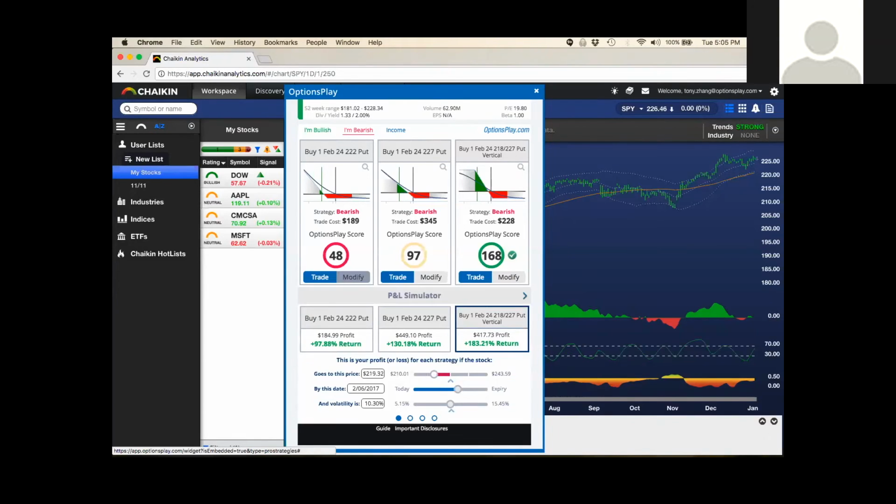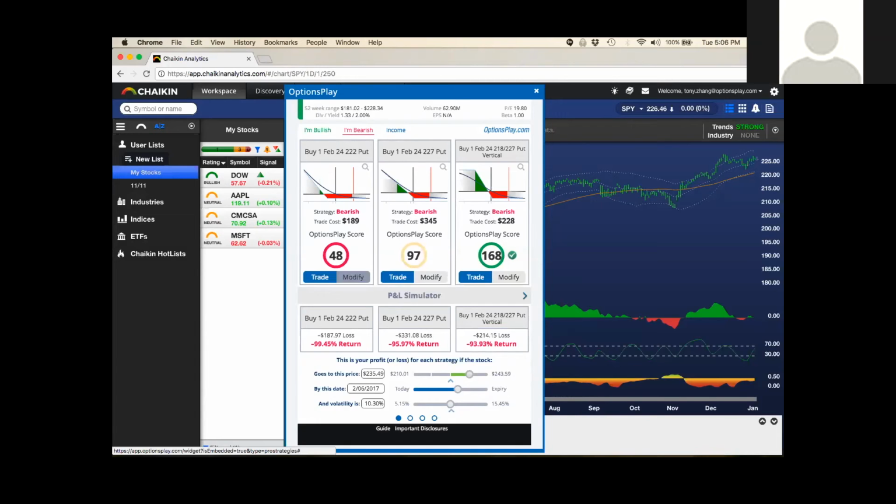So you can use this P&L simulator to create all different types of scenarios, whether you're bullish on a stock, bearish on a stock, or you can say, what happens if I'm completely wrong? How much am I going to lose on each one of these three strategies? And really see for yourself which strategy is best suited for you.